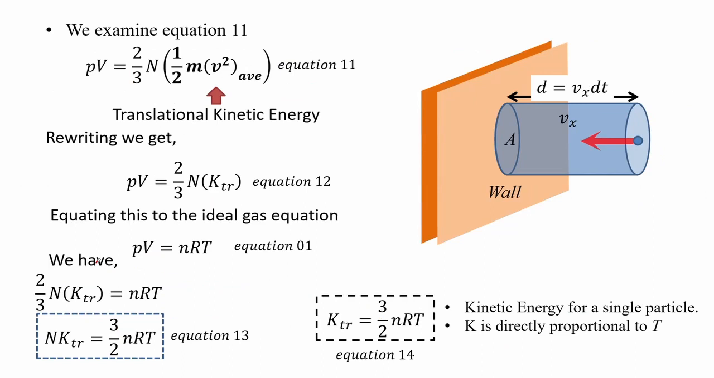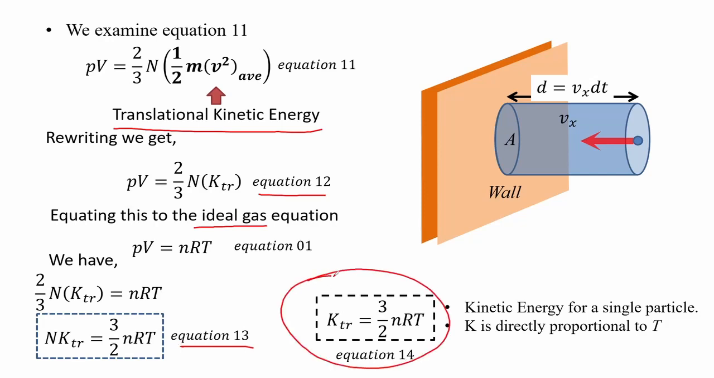This kinetic energy term in equation 11 is called the translational kinetic energy. We rewrite this expression, shown in equation 12, and equate it to the ideal gas equation to obtain equation 13. Rewriting equation 13, we get equation 14, and the equation shows that the kinetic energy increases when temperature increases. Boiling water is a good example of this. When you heat the water molecules, the motion of the particles increases, as indicated by the rapid boiling motion of water. This eventually escapes the water surface when it is hot enough and goes into a gas state.